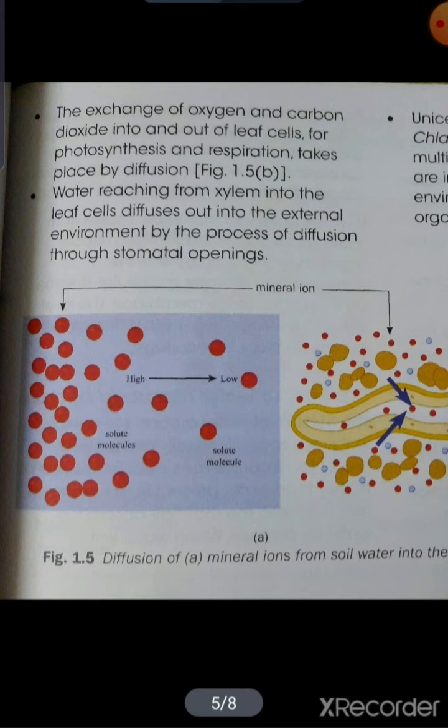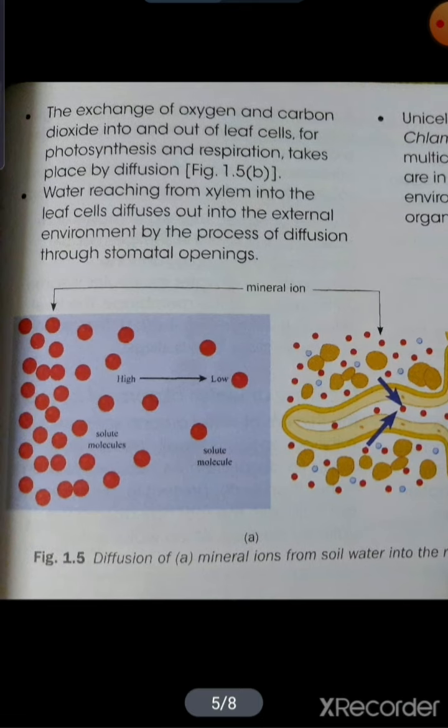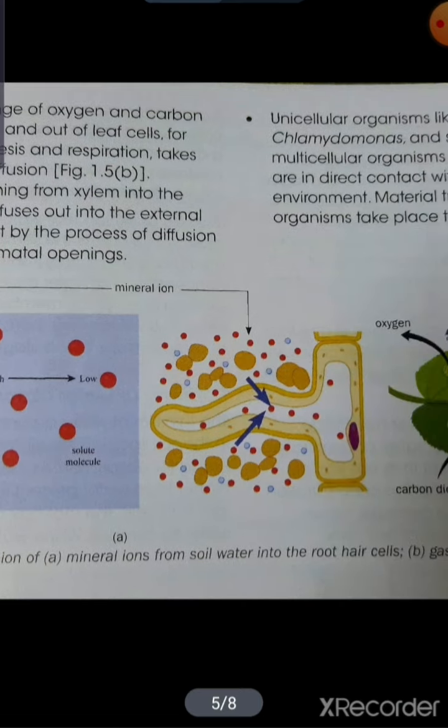Now, the exchange of oxygen and carbon dioxide during photosynthesis through the leaf cells is also done by this diffusion process. And next, the water that reaches the xylem in the leaf cell also diffuses out into the environment through the stomatal opening. When there is a high amount of water in the leaf cells, the stomata will open up and release the excess water by the process of transpiration.